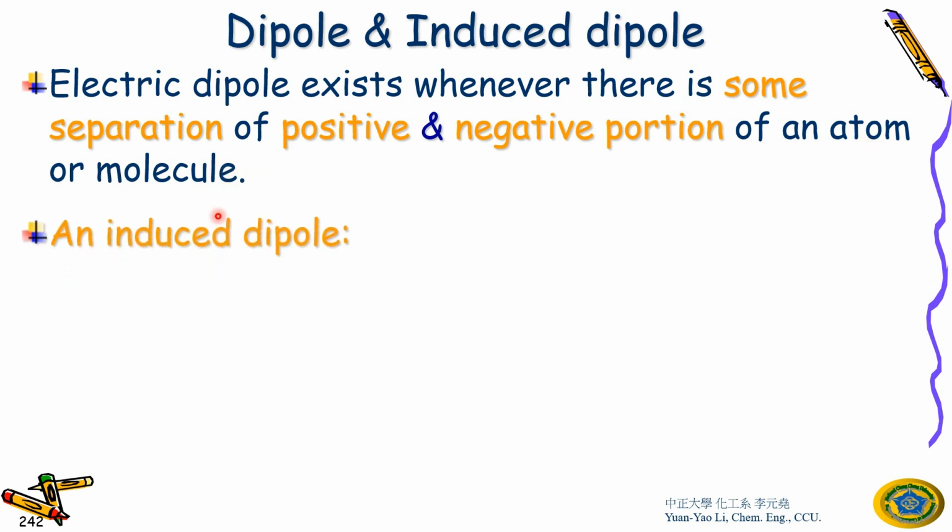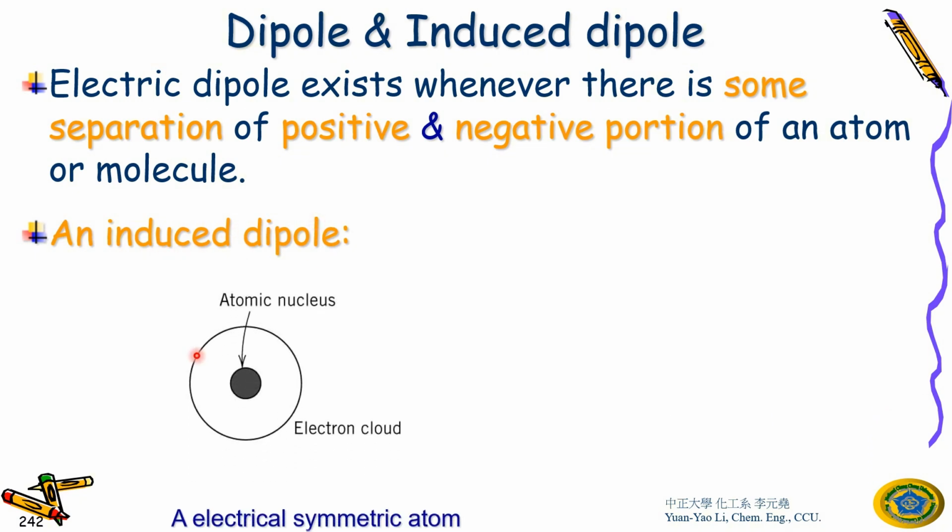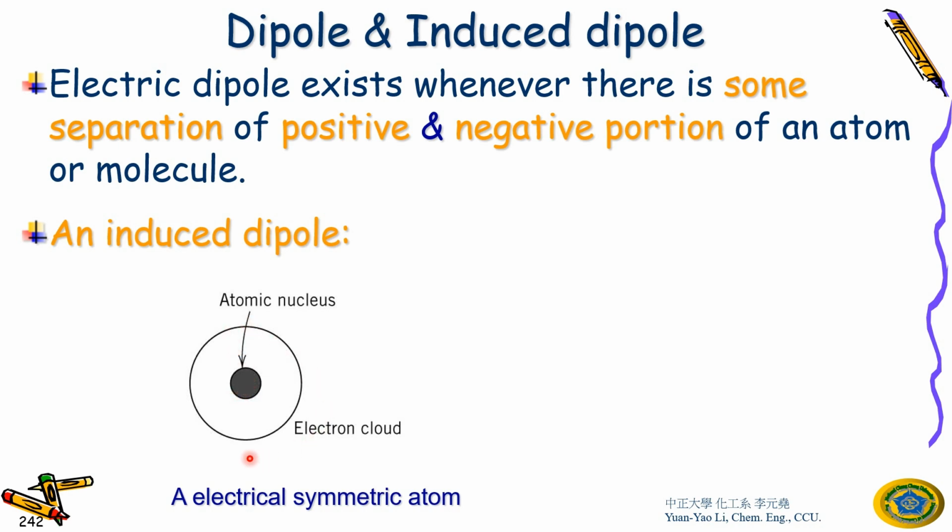So an induced dipole is this: this is the atom, and the electron is symmetrically distributed.